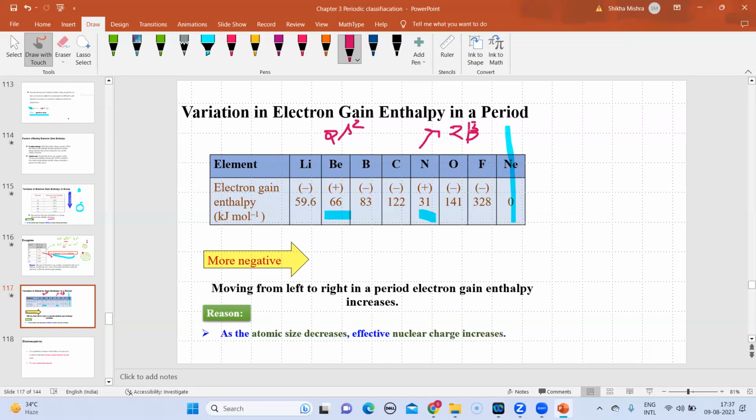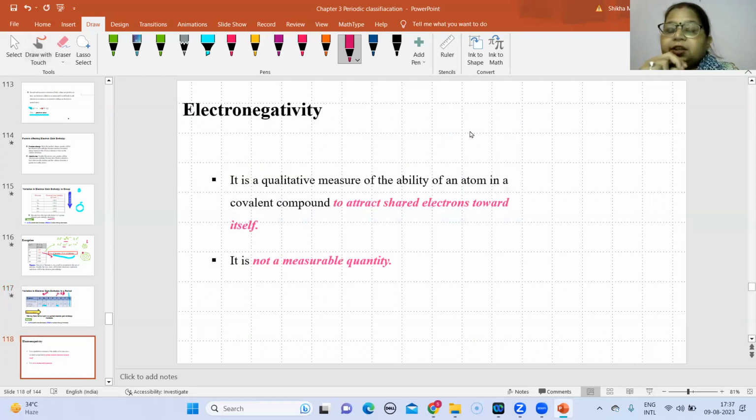Ma'am, can I say? Yeah, Ananya, please say. It is the tendency of the bonded atoms to attract the shared pair of electrons. Can you be a bit slower and a bit louder? It is the tendency of bonded atoms to attract the shared pair of electrons. That's correct. So electronegativity is the tendency to attract the shared pair of electrons towards itself.